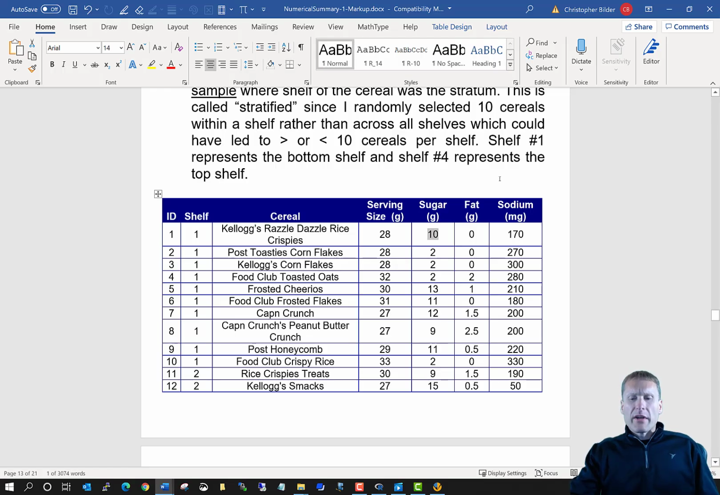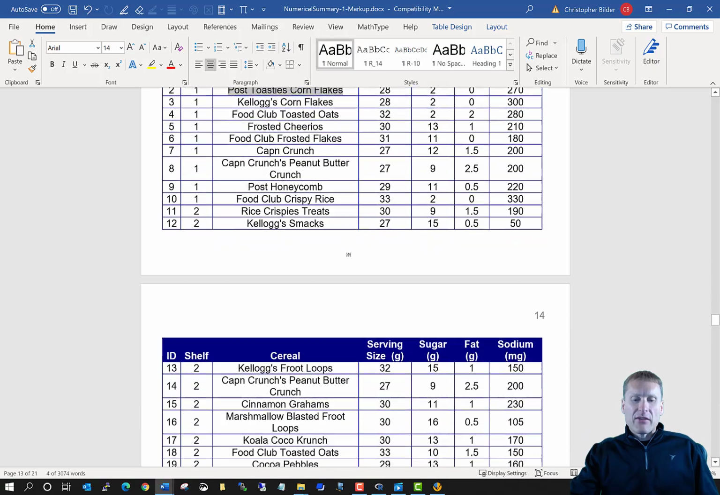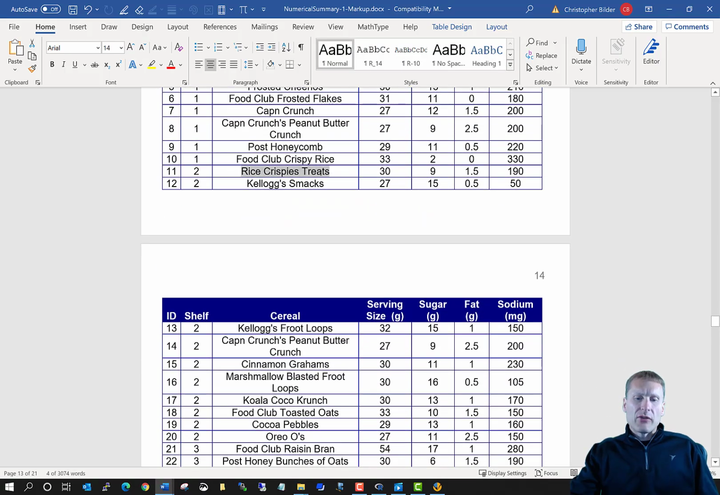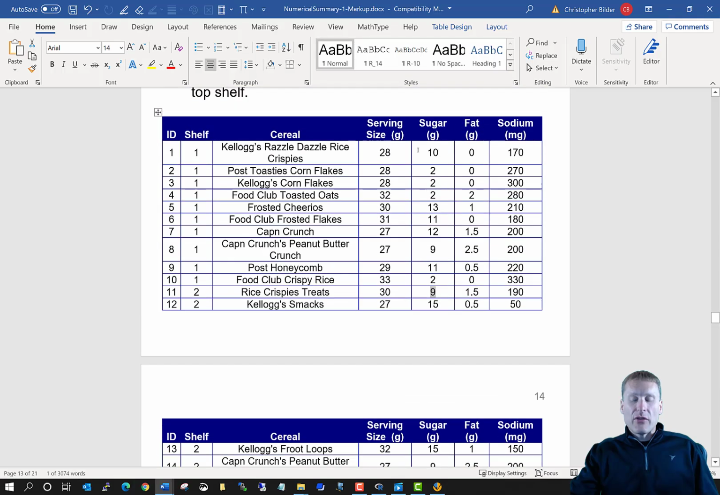And since I was recording sugar, I thought I could also record fat, and I could also record the sodium, which is in milligrams. So that was the first cereal that I selected. The next one was Post Toasties Corn Flakes, and so on. So when I went to shelf 2, the first item that I randomly selected was Rice Krispies Treats. 30 grams was the serving size, 9 grams of sugar for that serving size. Now, if you notice here too, each of these serving sizes, or most of these serving sizes, are different. And very shortly, we're going to have to take that into account in our analysis.